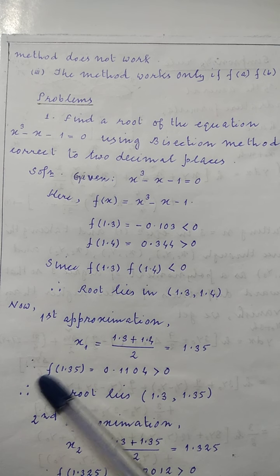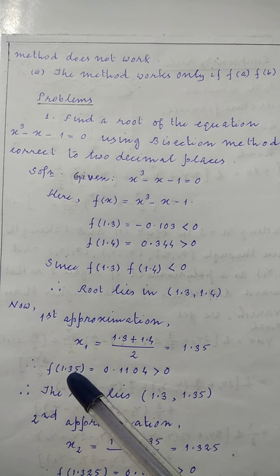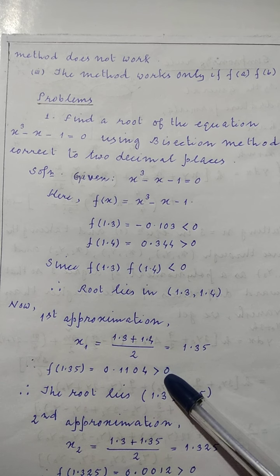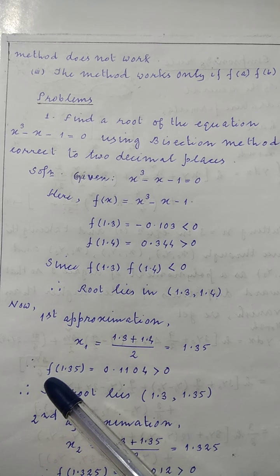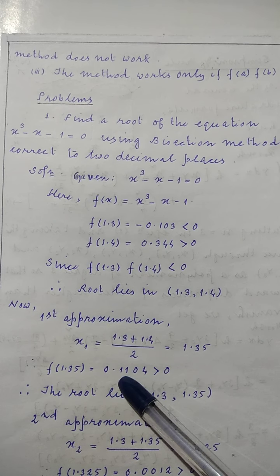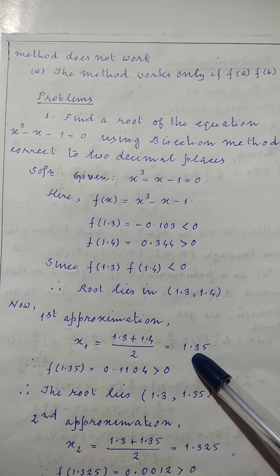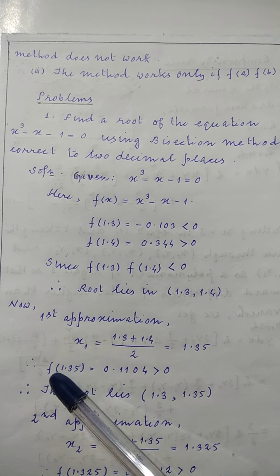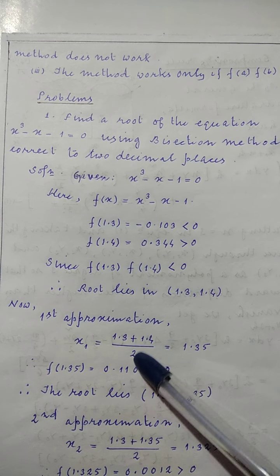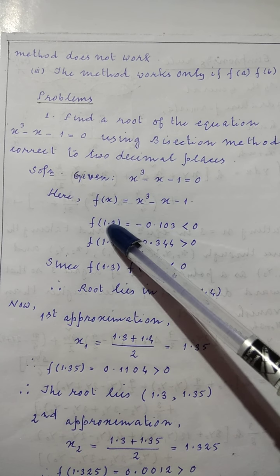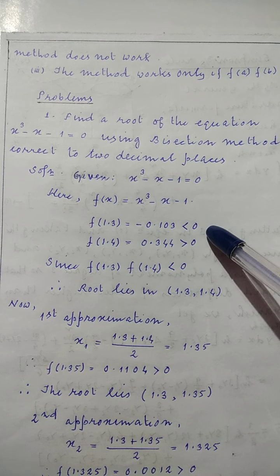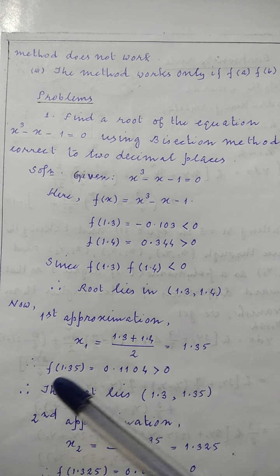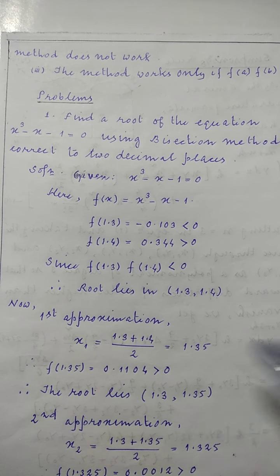Now you have to find the value of f(x1), that means f(1.35). Once you find the value, you see that in this case you are getting a positive value. What is the meaning of this? As f(1.35) is not equal to 0, this value is not the root of the equation. So now we go to the next approximation. f(1.35) is greater than 0 and f(1.3) is less than 0. So we can say the root lies between 1.3 and 1.35.